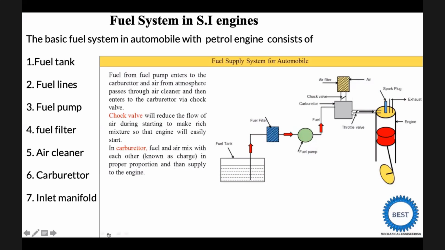This charge is supplied to the engine. In between, a throttle valve is provided. And how is the throttle valve controlled? By using the accelerator in a two-wheeler as well as in a four-wheeler. When we press the accelerator, the throttle valve opens and more air-fuel mixture is supplied, meaning more charge is supplied to the engine. Similarly, in a bike, we rotate the accelerator and the throttle valve opens, and a greater amount of fuel and air is supplied to the engine.